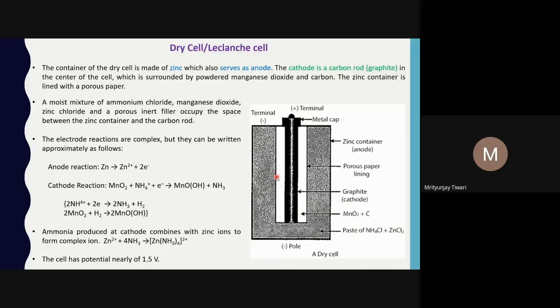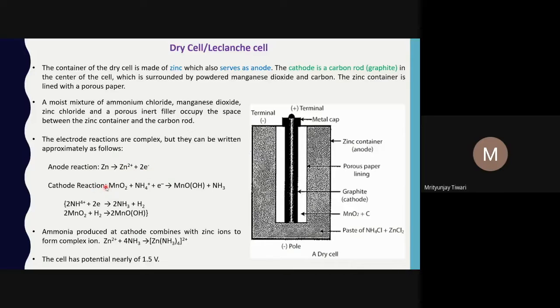Because it is a practical thing. So the anode reaction: what we know is that in the galvanic cell or any other electrochemical cell, even the electrolytic cell, at the anode always oxidation will happen, and the anode here is zinc. So zinc will be oxidized into zinc ion plus 2 electrons.